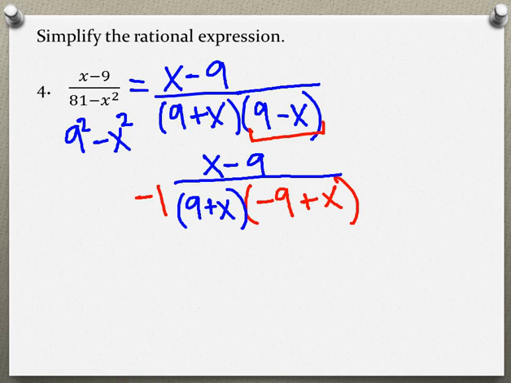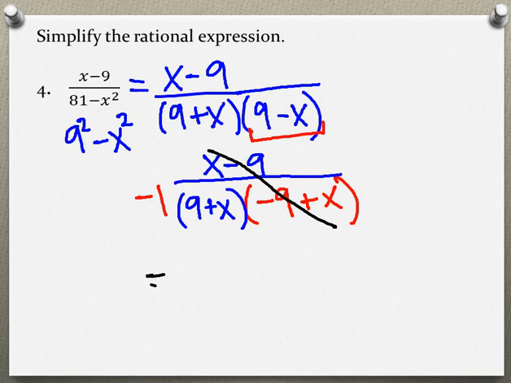So now if you notice, the top is x minus 9, and then in the bottom in red, we have a negative 9 plus x. That's basically the same thing as the top. So we're going to cancel those two out.